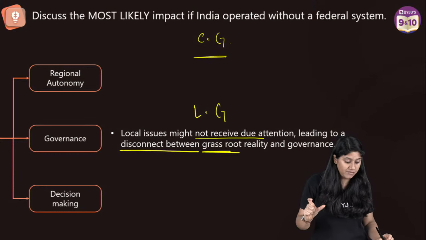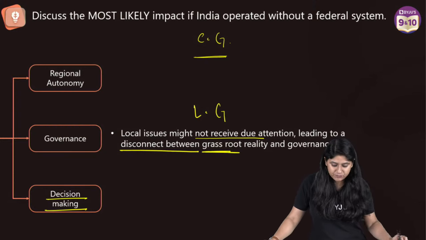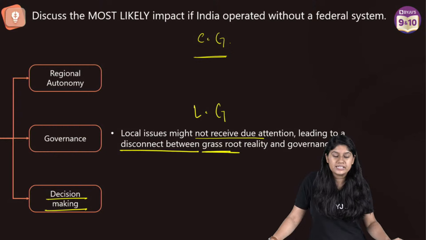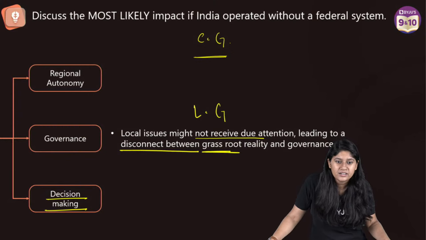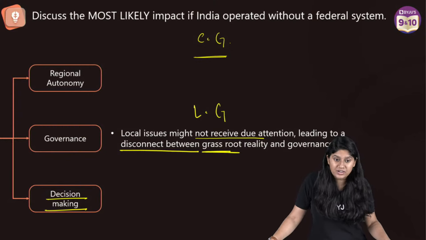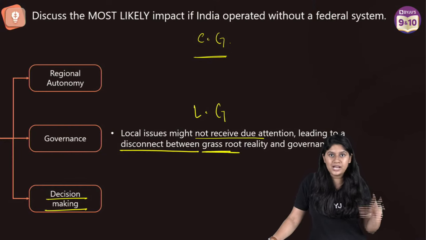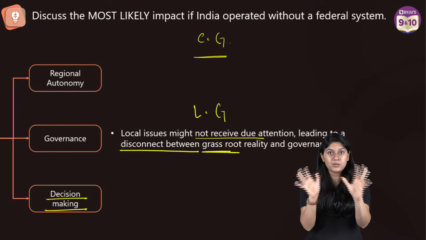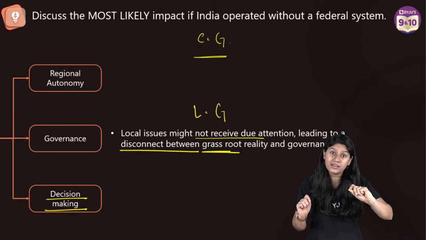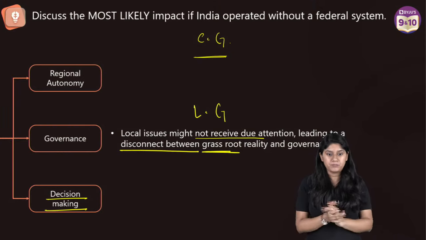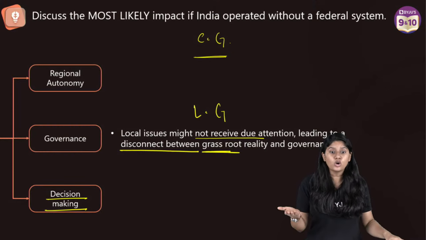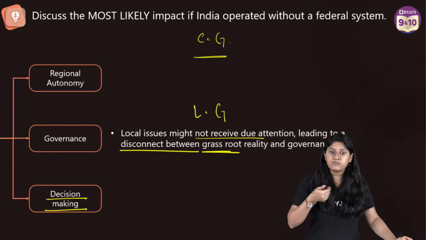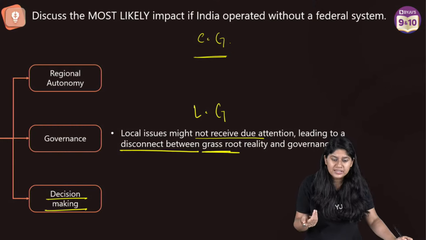Last point, everyone, is decision making. Tell me, what will the decision-making situation be if we don't have a federal system? Yes. But in SST, always break your answer into points. You know the answer, so try to write it in points. When you write the answer in points, you cover each and every important keyword, so you can present it better and underline the important points. No quality decision will be taken, right? There will be a lot of issues that will be faced.